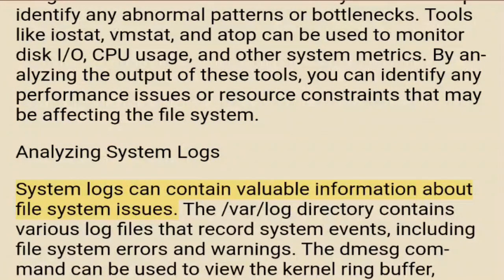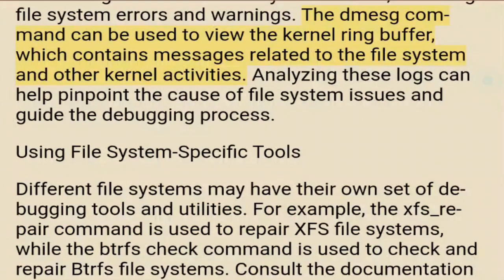System logs can contain valuable information about file system issues. The /var/log directory contains various log files that record system events, including file system errors and warnings. The dmesg command can be used to view the kernel ring buffer, which contains messages related to the file system and other kernel activities.